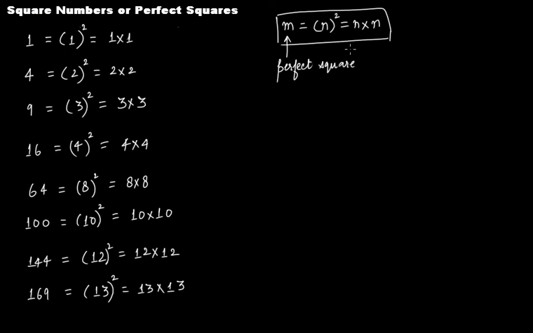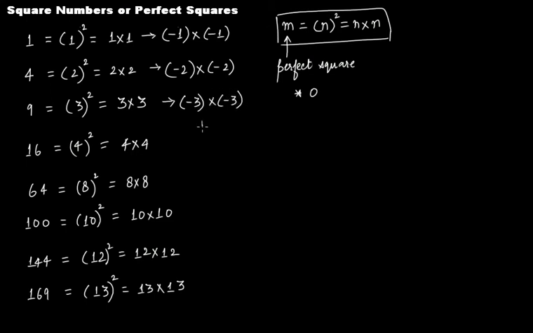Two questions should come to your mind. Is 0 a perfect square? And if this question comes, then another question will come to your mind, and that is, can we write this one as minus 1 times 1, minus 1 times minus 1? Because if you multiply two negative numbers, it will give the positive number only. Similarly, can we write this one as minus 2 times minus 2? This one as minus 3 times minus 3? And so on and so forth.